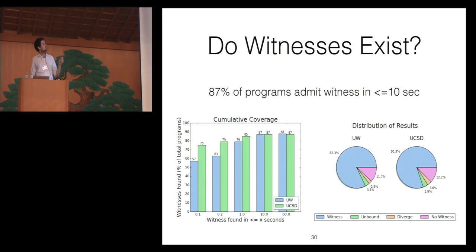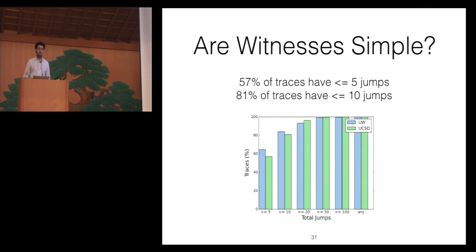The other interesting side note is that while the vast majority of the witnesses that we found did actually lead to a type error at runtime, some of them, about 4% in both cases, actually led to an unbound variable error before we could reach a type error, and yet others simply diverged before we could reach the type error.